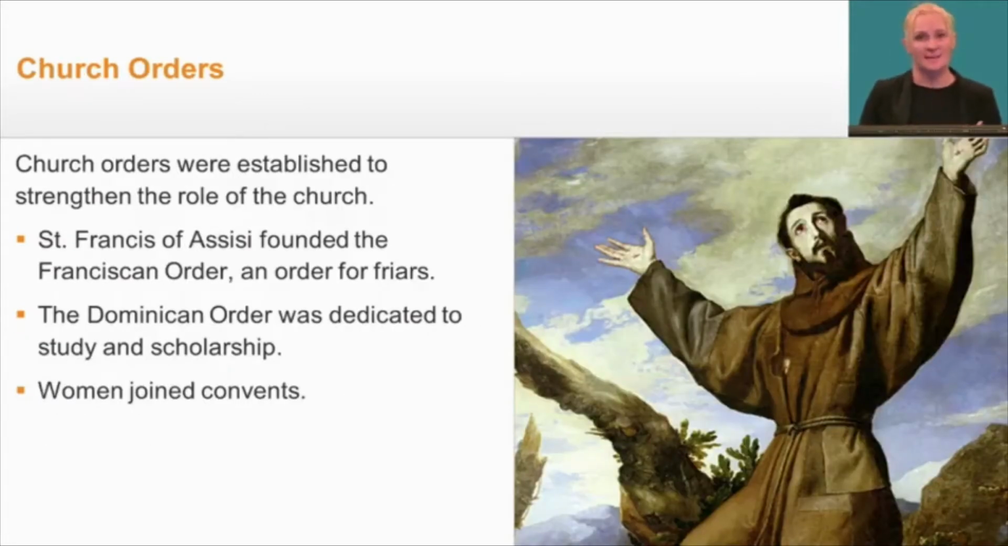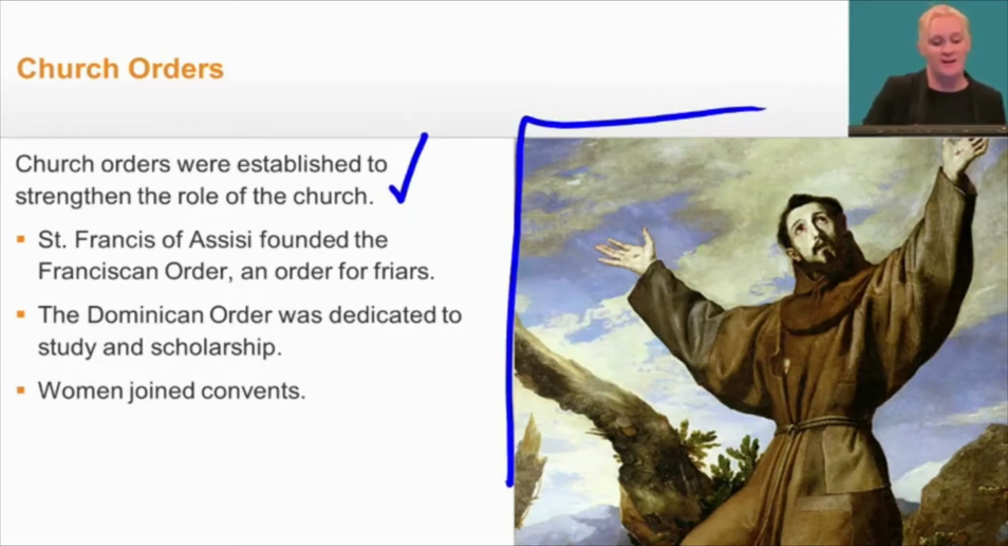An important aspect of the church's growth at this time was the establishment of church orders. Now, church orders were established to help strengthen the roles of the church. Here's St. Francis of Assisi, and he founded the Franciscan order, an order of friars or monks. Now, what St. Francis of Assisi believed in was to go out and to help serve the poor. He believed that a monk should take a vow of poverty and that they should travel around and speak the word of God and try to convert people. They should help minister to the poor. They should clothe those that didn't have clothes and service the sick.